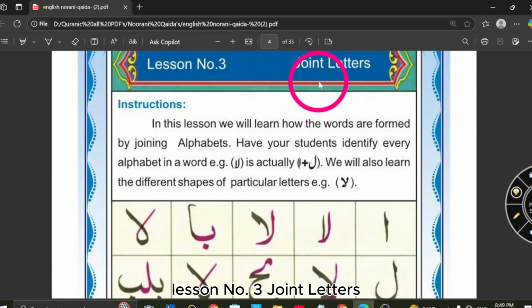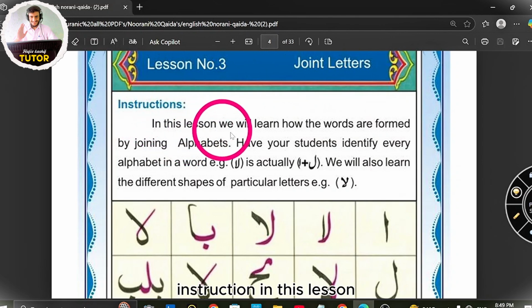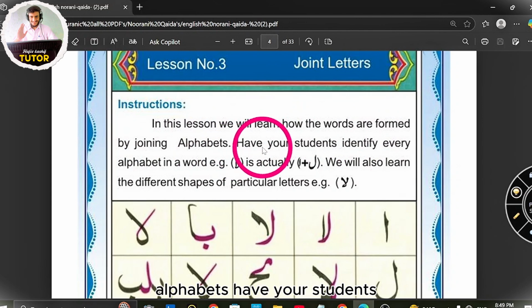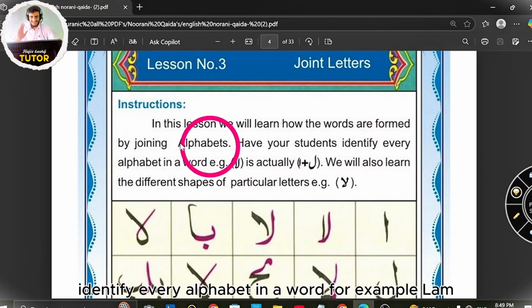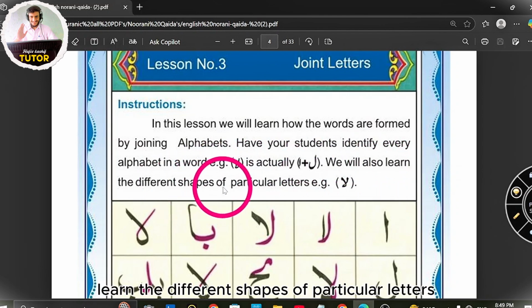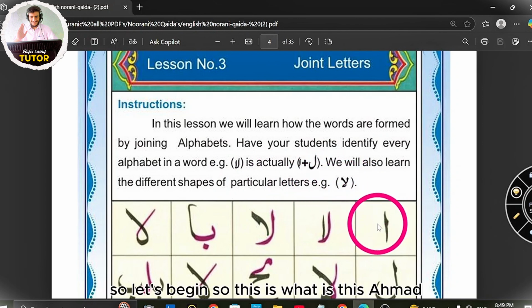Lesson number 3, Joint Letters. Instruction: in this lesson, we will learn how words are formed by joining alphabets. Can you students identify every alphabet in a word? For example, lam alif is actually lam plus alif. We will also learn the different shapes of particular letters. For example, lam alif. So let's begin.